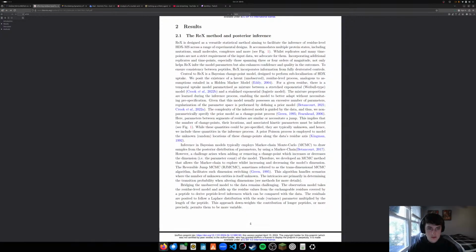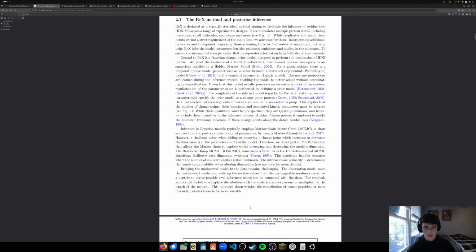Given this model usually possesses an extensive number of parameters, regularization of the parameter space is performed by defining a model prior. The complexity of the inferred model is guided by the data, and thus we non-parametrically specify the prior model as a change point process. Segments of residues are simply... This implies that the number of change points... While these quantities can be pre-specified, they are typically unknown, and hence we include these quantities.